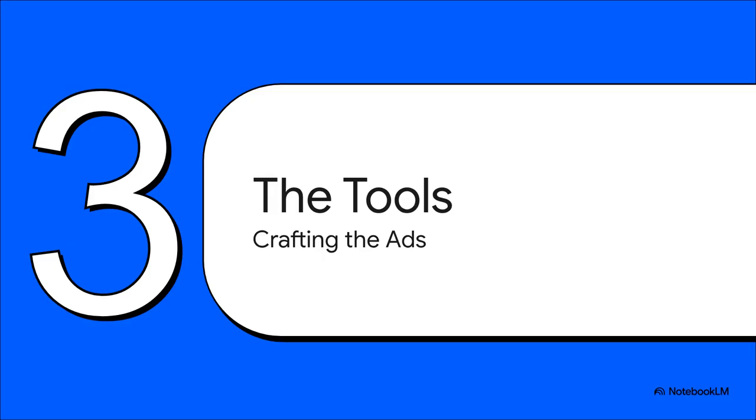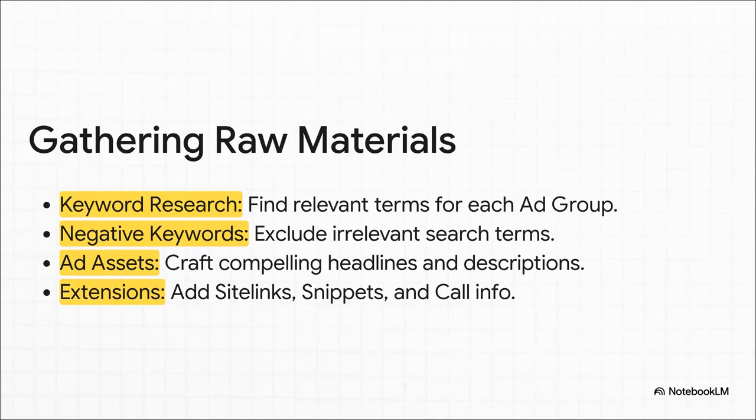Next up, the tools. With the foundation all set, it's time to actually craft the ads themselves. This means finding the right keywords to reach our audience and, of course, writing compelling copy that makes them really want to click. So the team starts with keyword research for both ad groups. And crucially, they also identified negative keywords. This is so important for avoiding paying for totally irrelevant clicks. Next, they write the ad copy, the headlines, the descriptions. And finally, they add extensions, which are those little extra snippets of info like phone numbers or site links that make the ad bigger, more helpful, and a lot more likely to get clicked.